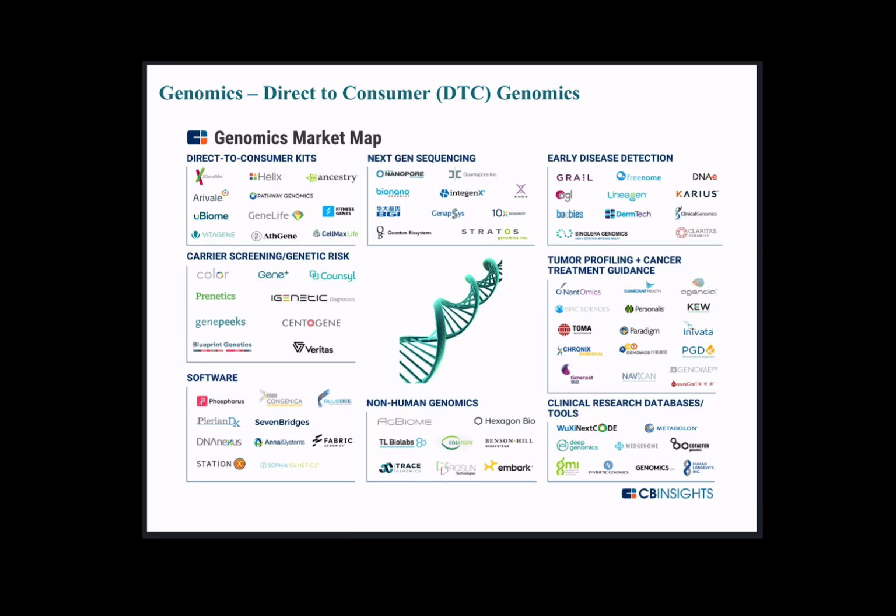You have carrier screening genetics risk companies. So these are companies that will take a sample, typically saliva sample, and then they can figure out if you carry any alleles that are known to be associated with diseases. Companies for non-human genomics software. Tumor profiling and cancer treatment guidance.